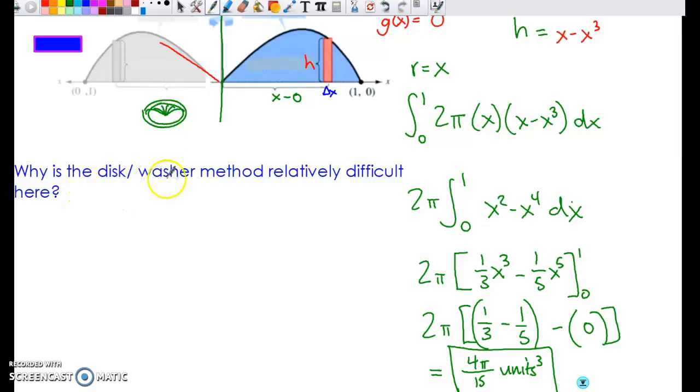And so why would the disk and washer method be difficult? Well, if you had perpendicular rectangles like this, you somehow have to find the height of that rectangle. And that function is x minus x cubed. You have to somehow solve that for x alone. And that'd be pretty difficult, if not impossible, using algebraic techniques.